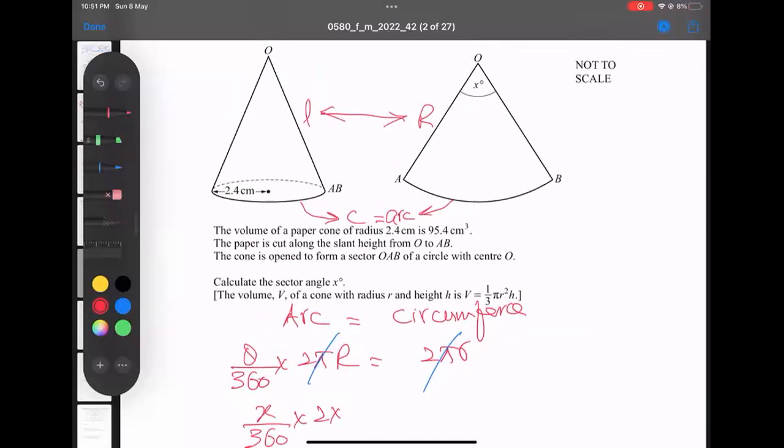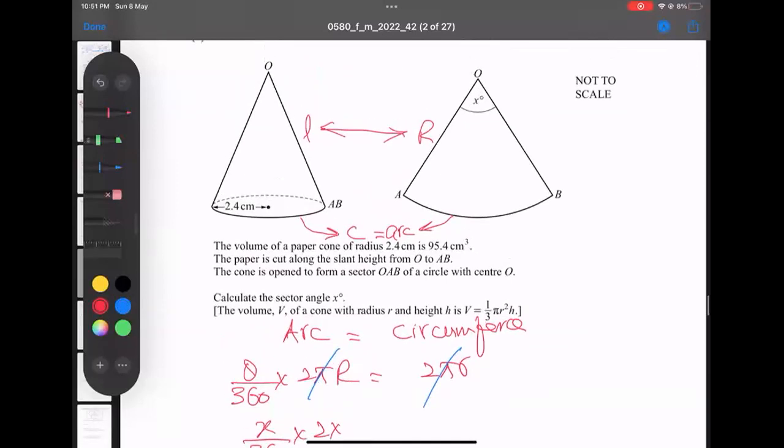We have the volume given, but the slant height is not mentioned here. So if the slant height is not mentioned, it means we're stuck and can't solve the question this way. So first of all, I will find it by the volume technique.